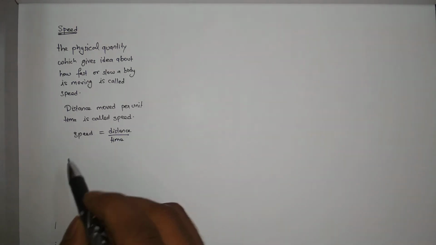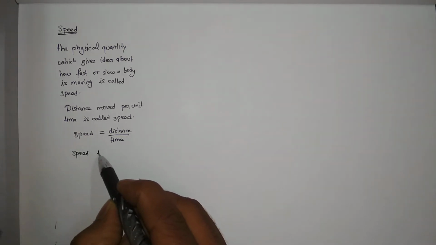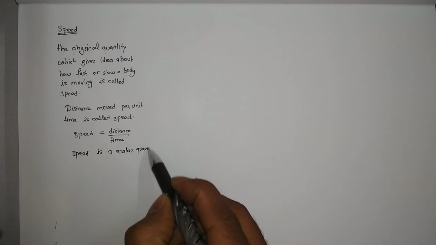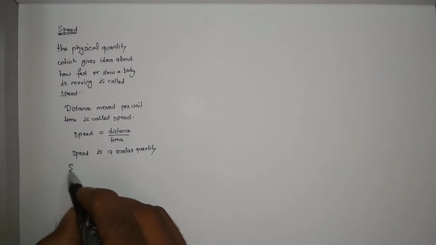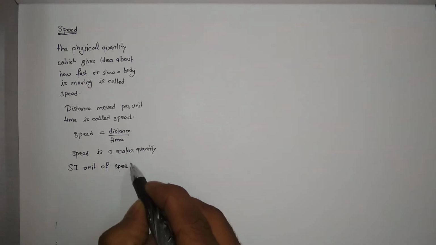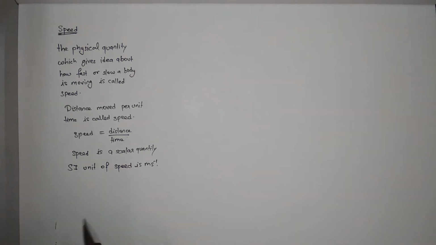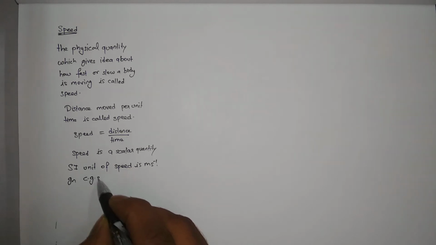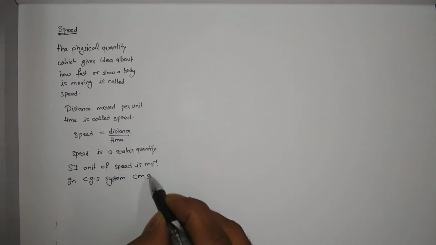Okay, now speed is a scalar quantity, and the SI unit of speed is meter per second, and in CGS system its unit is centimeter per second.